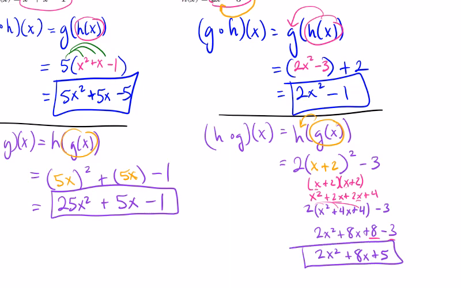All right, so that's how we compose functions algebraically. We just input one function, all of it, in as the input for the other function. So we input one whole function as the input value for the other function, and then we just evaluate it from there. Just work it out.